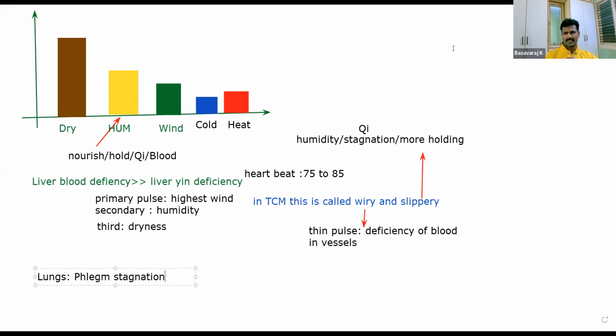Thank you. If there is a sticky fluid accumulation just under the skin, obviously, if there is a stagnation of fluids in the body, there's a chance of constipation, because even fluids and bowel are not moving properly because of the stagnation in the lungs.